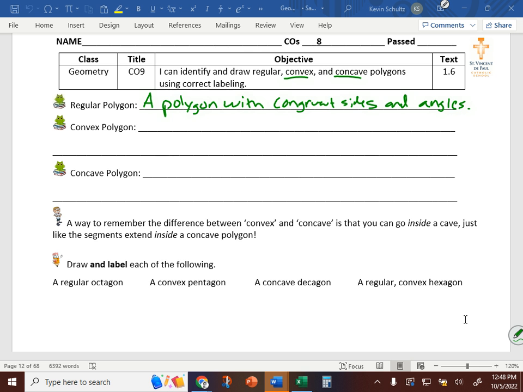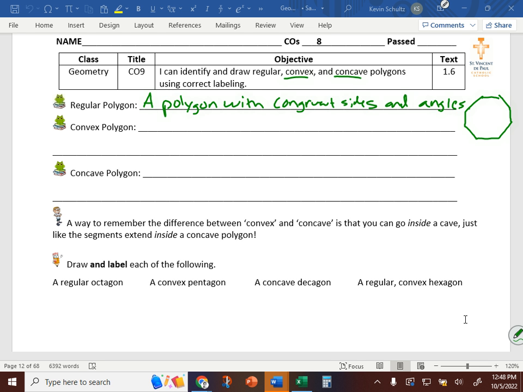Okay, so an example, probably the most famous polygon you see on a daily basis, if you're paying attention, is a stop sign. That is a regular octagon because it's an octagon, all sides are congruent, and all angles are congruent as well. A square would be another example of a regular polygon. All sides, all angles are congruent. Okay. Now we get to convex and concave.